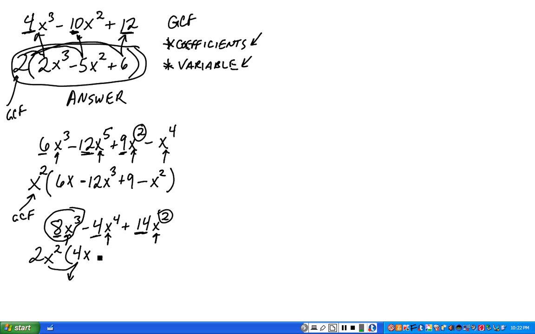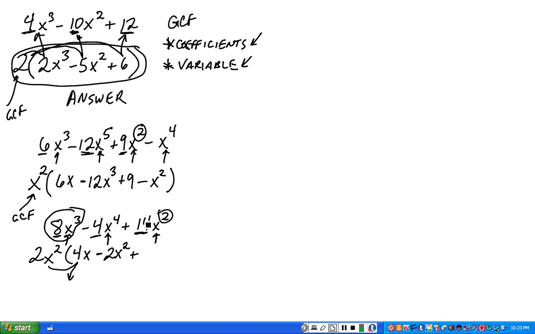Alright, now minus, now I'm looking at the next term, so I have a negative 4 divided by the 2, because those are my coefficients, so that's going to give me the negative 2. I have x to the 4 here, pulled out x to the 2, so the 4 minus the 2 that I pulled out leaves me x squared.